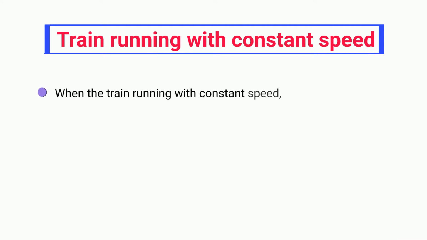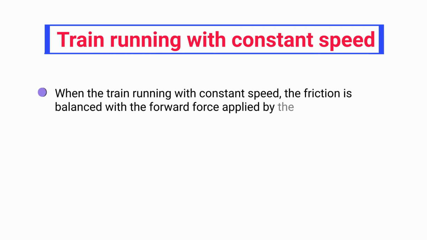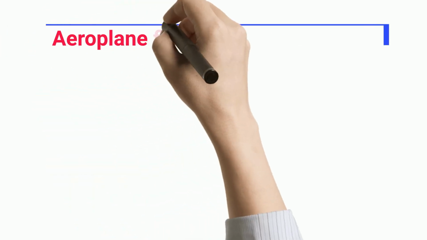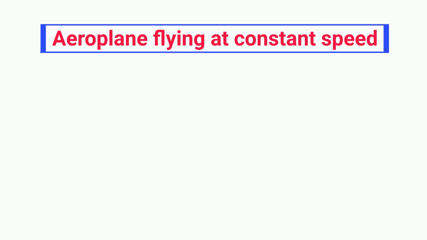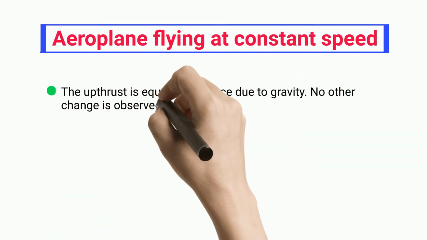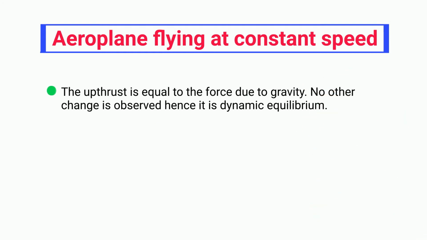When the train is running with constant speed, the friction is balanced with the forward force applied by the train. At constant velocity, the magnitudes of the forces do not change. Aeroplane flying at constant speed. The upthrust is equal to the force due to gravity. No other change is observed, hence it is dynamic equilibrium.